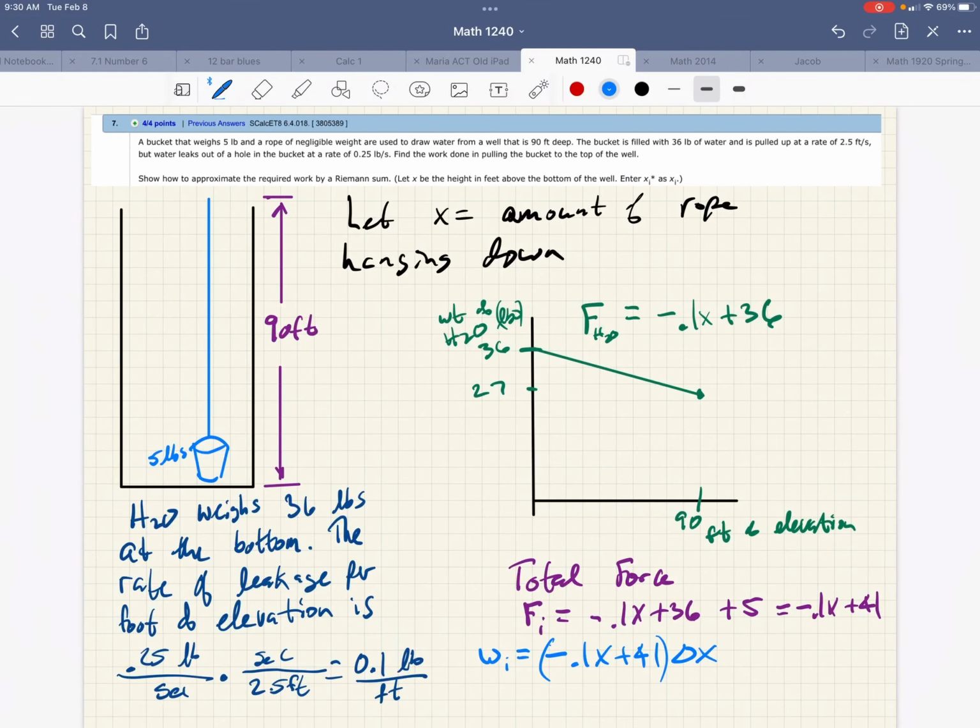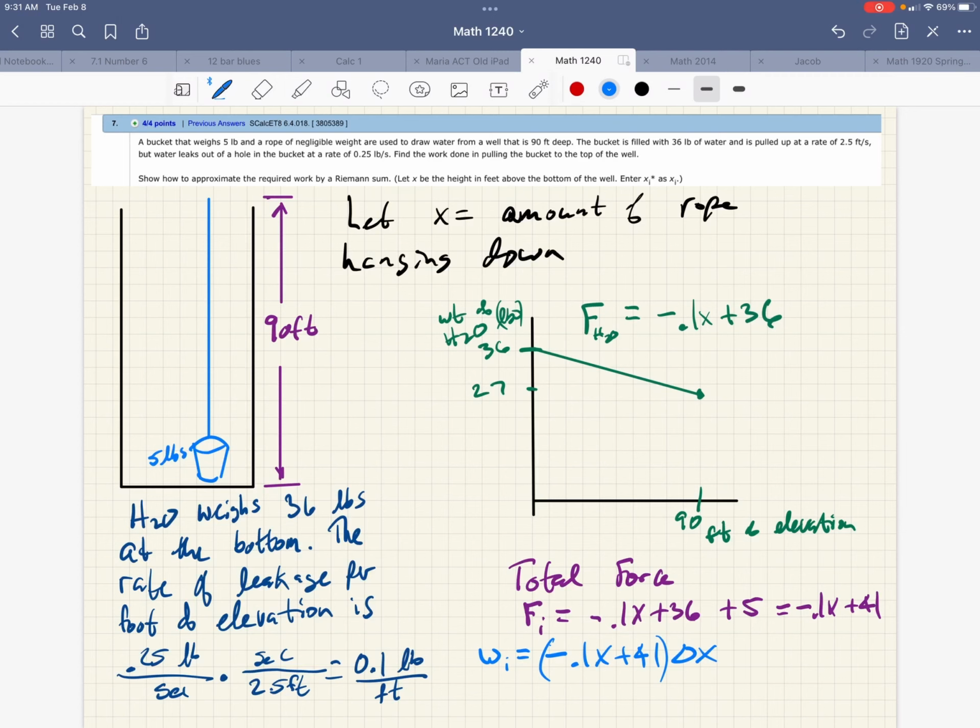In this problem, a bucket that weighs 5 pounds and a rope of negligible weight are used to draw water from a well that is 90 feet deep. The bucket is filled with 36 pounds of water and is pulled up at a rate of 2.5 feet per second, but water leaks out of the hole in the bucket at a rate of 0.25 pounds per second. Find the work done in pulling the bucket to the top of the well.